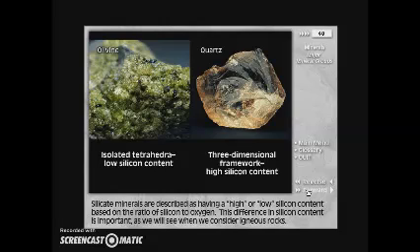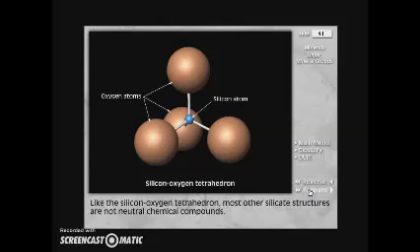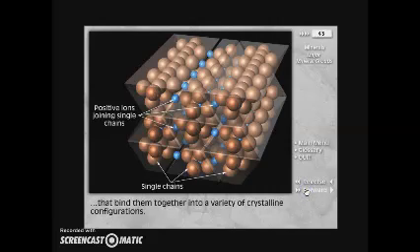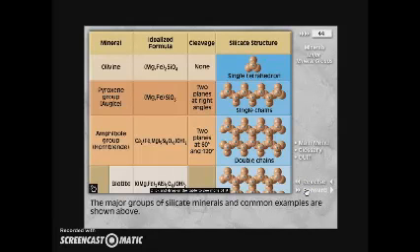This difference in silicon content is important, as we will see when we consider igneous rocks. Like the silicon-oxygen tetrahedron, most other silicate structures are not neutral chemical compounds. They are all neutralized by the inclusion of positively charged metallic ions that bind them together into a variety of crystalline configurations. The major groups of silicate minerals and common examples are shown above.